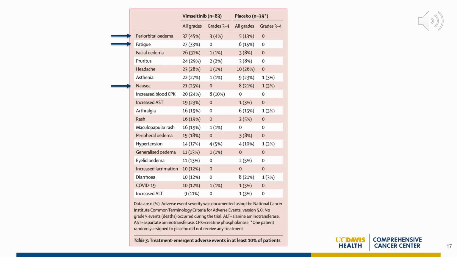Okay, and then in terms of side effects, again, we see a lot of facial swelling with vimseltinib, right? So that's periorbital edema, just means swelling around the eyes. Some people wake up in the morning and the area around the eyes is very swollen, and then the face swells as well. And a lot of people feel tired when they're taking this drug. And there was some nausea, headache, and other things that were reported.